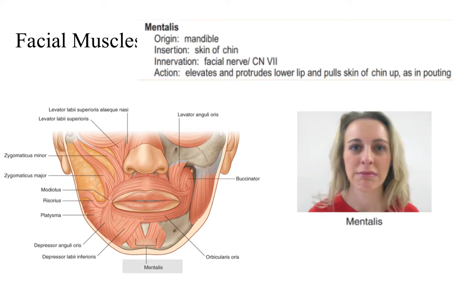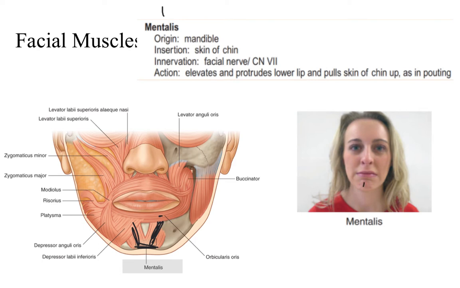The next muscle is the mentalis. Again, that's a muscle that tells you exactly where it's located. So where's our mental region? Don't look at your head, look at your chin. The chin is the mental region. It's these two muscles on the anterior portion of your mandible, and they're attached to the mandible as well as the skin of the chin, and what it's going to do is protrude our lower lip and pull the skin of the chin up.